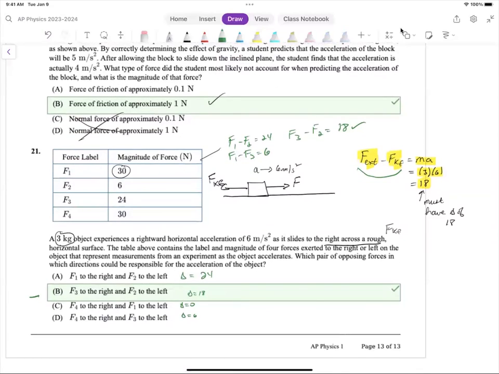F1 to the right, F2 to the left. If I take those two and subtract 2 from 1, I get 24. C is wrong. If I subtract force 1 from force 4, I get a value of 0. That is accelerating at 0. And the same thing with D. I get a difference of 6. The only one that gives me a value of 18 is answer B. Hope that helps you further your knowledge and understanding of Unit 2.